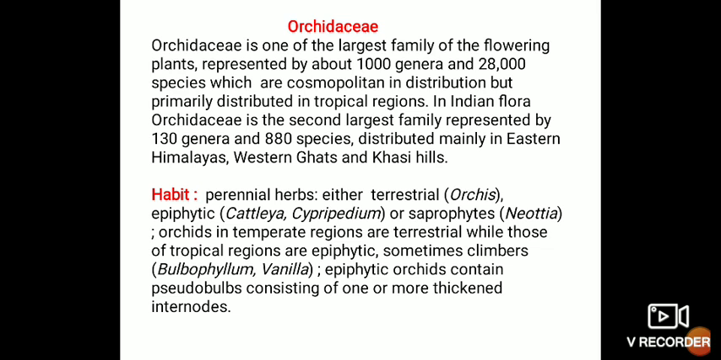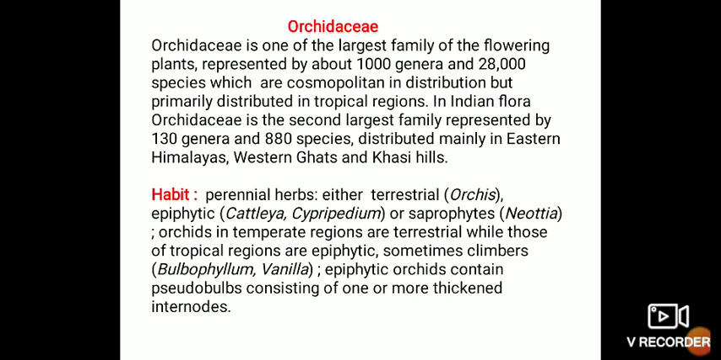Orchidaceae is one of the largest families of flowering plants, representing about 1,000 genera and 28,000 species, which are cosmopolitan in distribution but primarily distributed in tropical regions. In Indian flora, Orchidaceae is the second largest family, represented by 130 genera and 880 species, mainly distributed in the eastern Himalayas, Western Ghats and Khasi Hills.